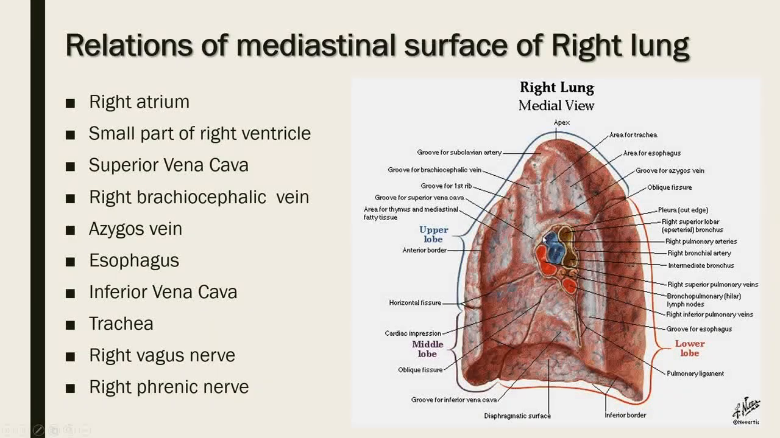Then in front of the hilum, there will be no groove actually, because there is a nerve. The nerve is the phrenic nerve in front of the hilum, and behind the hilum there will be the right vagus nerve. So two nerves are related. In front of the hilum, phrenic; behind the hilum, vagus.